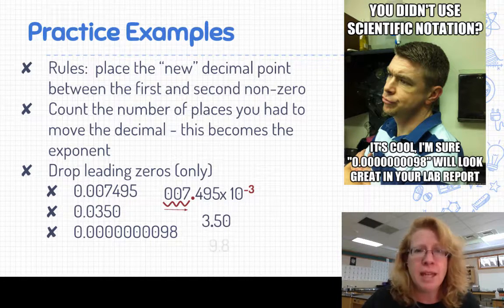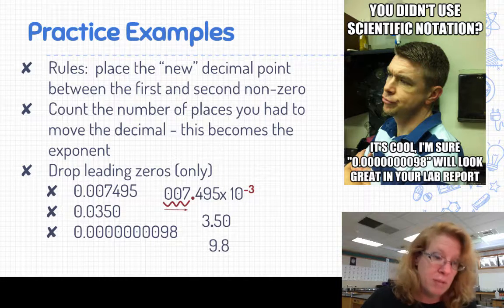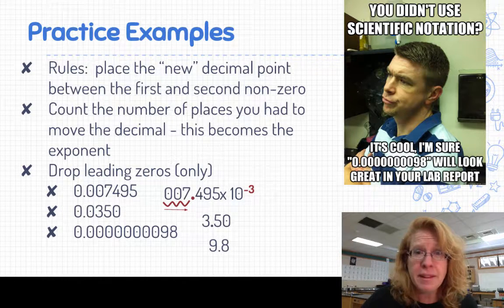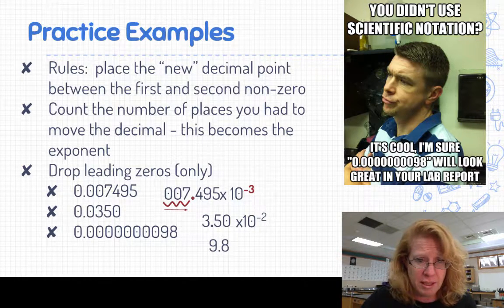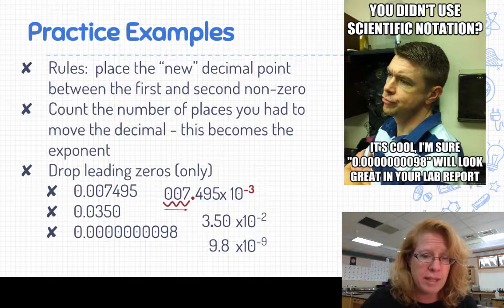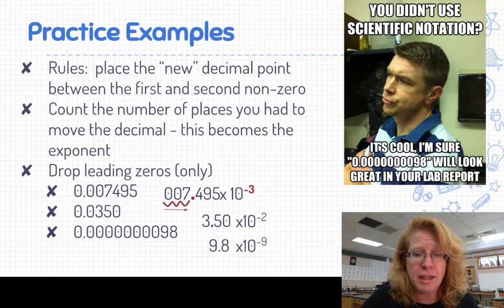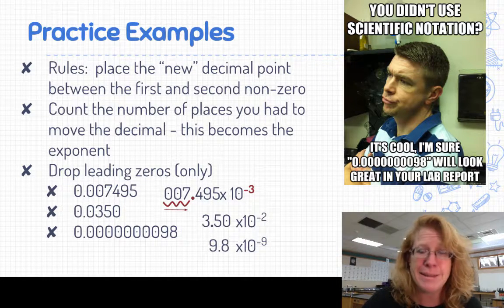This bottom one, it's going to end up being 9.8. Lots of decimal places to move that over. Then the next part is count it over. How many decimal places did you move it? The 3.50, I only moved it over 2 spots, so it's to the negative second power. That 9.81, man, I moved it a bunch. 3, 6, 9, something like that, 9 spots. It's even hard to count just by looking at it. So 9.8 times 10 to the minus 9th.